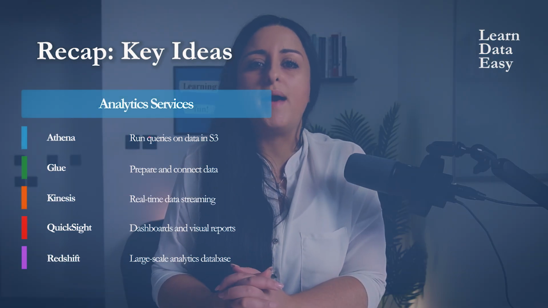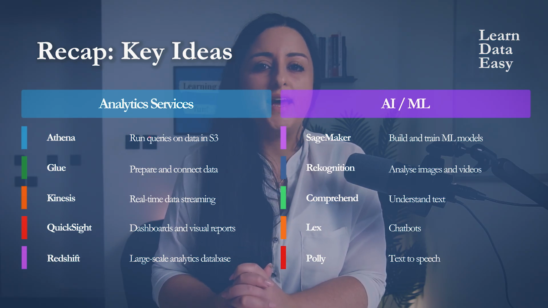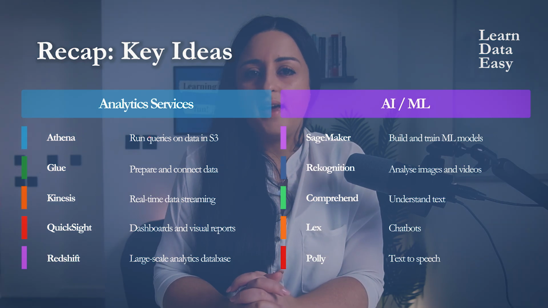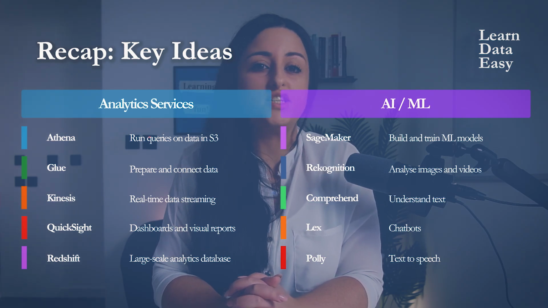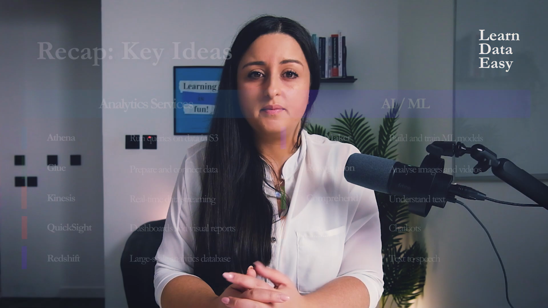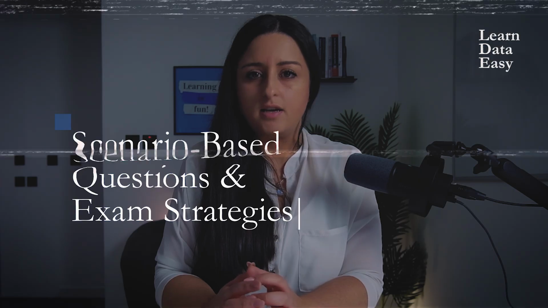Let's recap the key ideas. Analytics services help analyze data. AI services help build or use machine learning. Key analytics services include Athena, Glue, Kinesis, QuickSight, and Redshift. Key AI and machine learning services include SageMaker, Rekognition, Comprehend, Lex, and Polly. If you can match each service to its general purpose, you are well prepared for analytics and AI questions on the exam. In the next episode, we'll bring everything together with scenario-based questions and exam thinking strategies, so you feel confident walking into the exam.